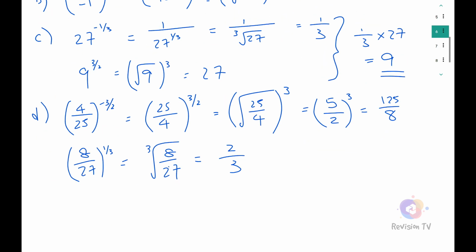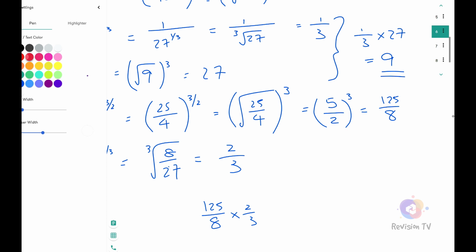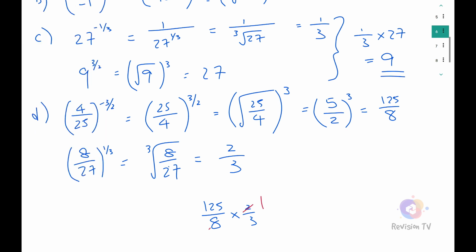So to find my final answer, I need to do 125 over 8 times 2 over 3. Is there anything I can cancel out? Sort of: 2 and the 8, dividing 8 by 2 gives 1 over 4. I don't think there's anything else we can cancel out. So it'll be 125 times 1 in the numerator, which is 125. For the denominator, 4 times 3 is 12. If we have to leave it as a mixed number, we think about how many 12s go into 125: 10, and the remainder is 5.